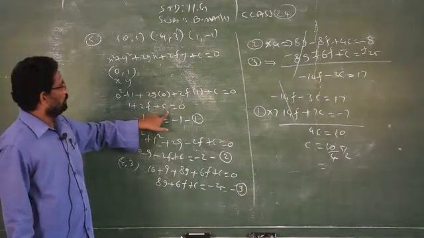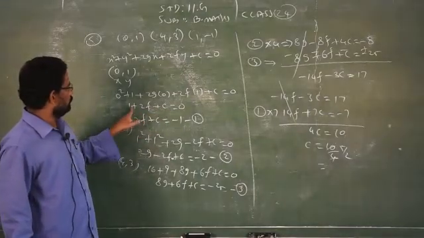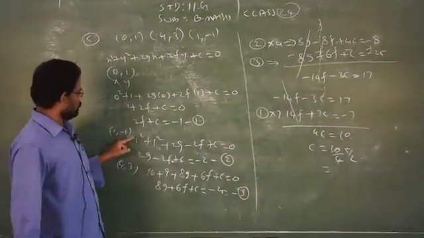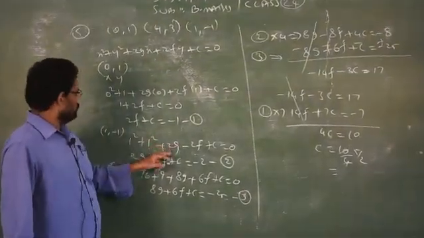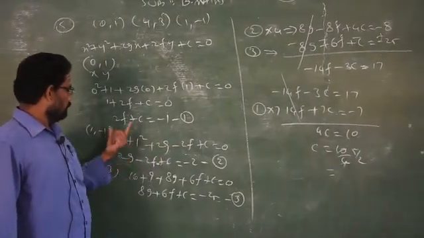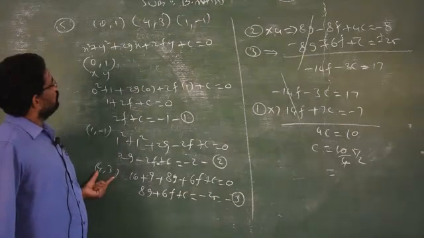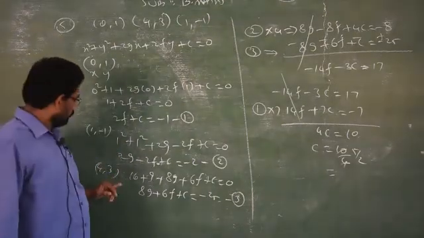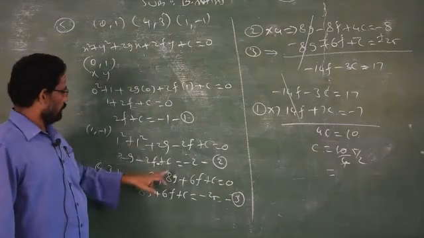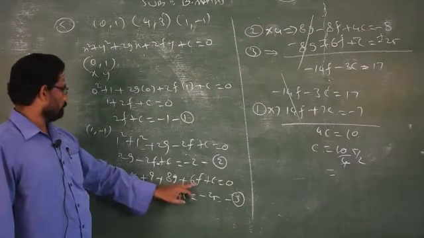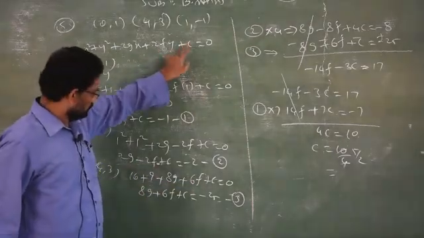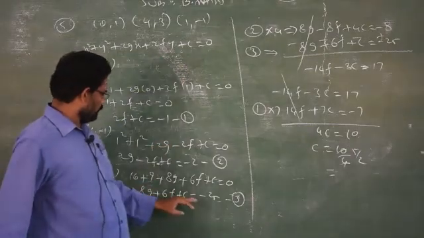X is 0, y is 1: 2f plus c. 2f plus c minus 1 plus 1 will become minus 1. Next one, 1 comma minus 1: 1 square plus 1 square plus 2g minus 2f plus c. Keep these three on the left side as it is, minus 2. Then 4 comma 3: 16, 9. When you replace x by 4, 4 2s are 8, and when you replace y by 3, 3 2s are 6, that is 6f plus c. Add these two, we get 25, minus 25.